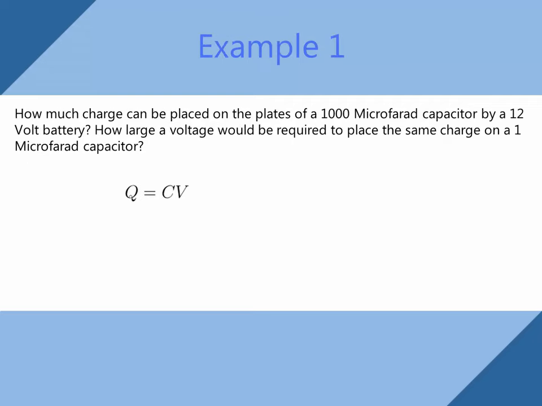In our first example, we'd like to know how much charge can be placed on the plates of a 1000 microfarad capacitor by a 12-volt battery. Then, how large a voltage would be required to place the same charge on a 1 microfarad capacitor. We know the capacitance and the voltage, so we can multiply them to find the charge on the plates. Multiplying through, the charge on the plates is 1.2 times 10 to the minus second coulombs.